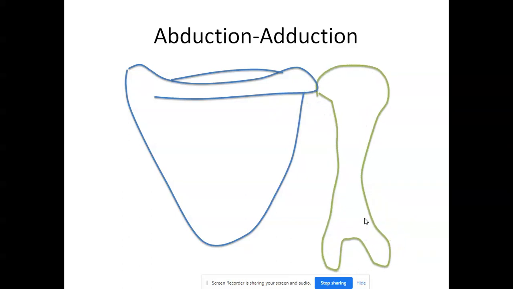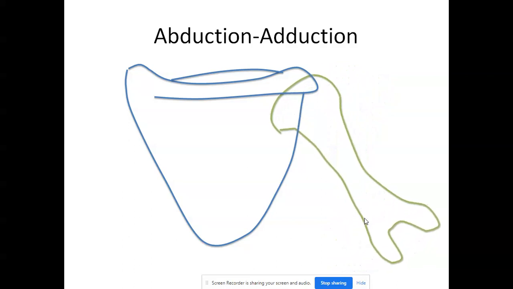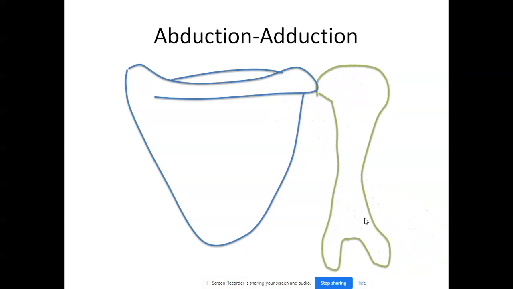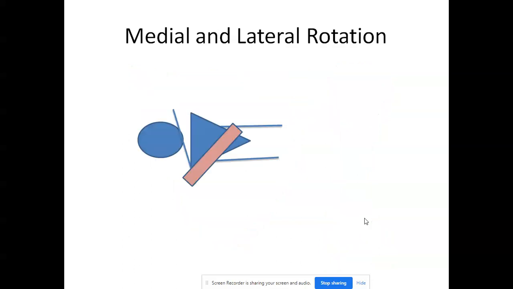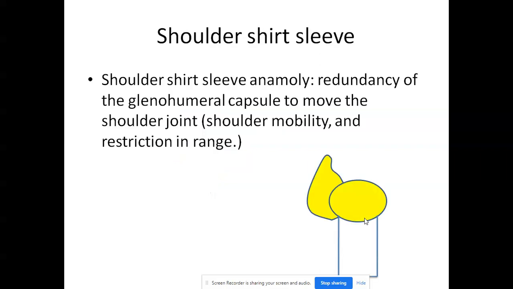So this was abduction and this is adduction. During abduction, the humeral head slides inferiorly and rolls superiorly, whereas during adduction, the humeral head slides superiorly and rolls inferiorly. Coming to medial and lateral rotation. During external rotation, the humeral head slides anteriorly and rolls posteriorly, whereas during medial rotation, it is exactly opposite.